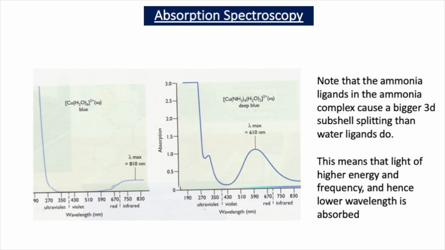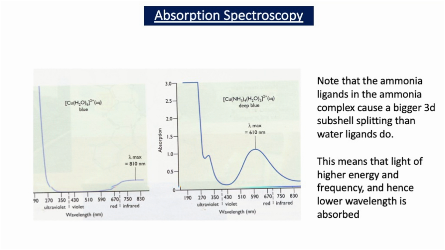Now, when we change the ligand and we swap some of the water molecules for ammonia molecules, we have a different amount of repulsion that exists between the transition metal ion's electrons and the ligand's electrons. And therefore the d-d level splitting is different. Now, the maximum absorption is occurring at 610 nanometres when we have ammonia ligands here. And this causes a deeper blue colour.